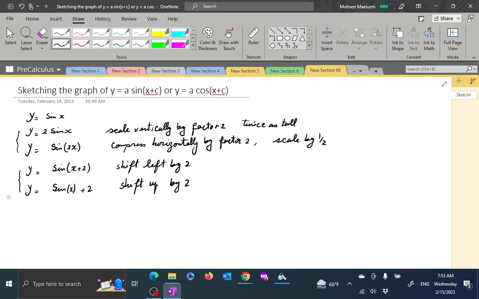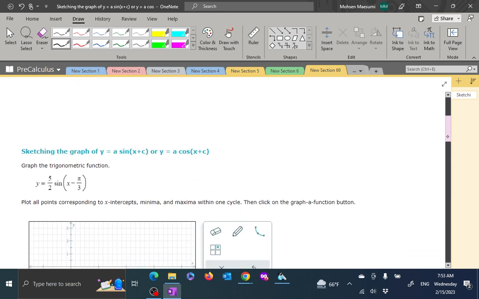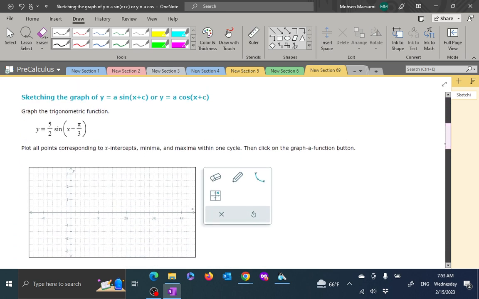Now we are going to take a look at the situation where we have two of these actions combined. So we have a factor in front and a factor being added inside, either sine or cosine. Let's see how this works. So here is example 1. 5/2 of sine of x minus pi third.